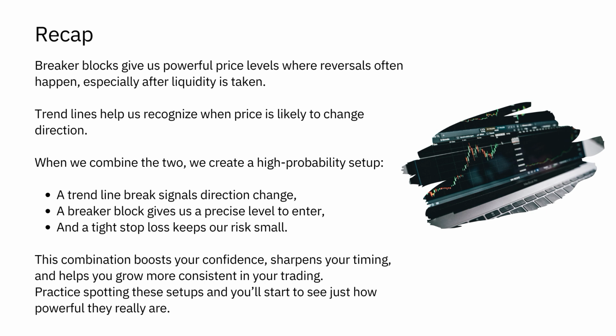Recap. Breaker blocks give us powerful price levels where reversals often happen, especially after liquidity is taken. Trend lines help us recognize when price is likely to change direction. When we combine the two, we create a high probability setup. A trend line break signals direction change, a breaker block gives us a precise level to enter, and a tight stop loss keeps our risk small. This combination boosts your confidence, sharpens your timing, and helps you grow more consistent in your trading. Practice spotting these setups, and you'll start to see just how powerful they really are.